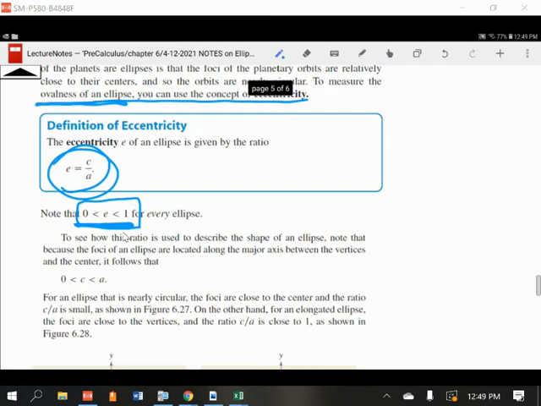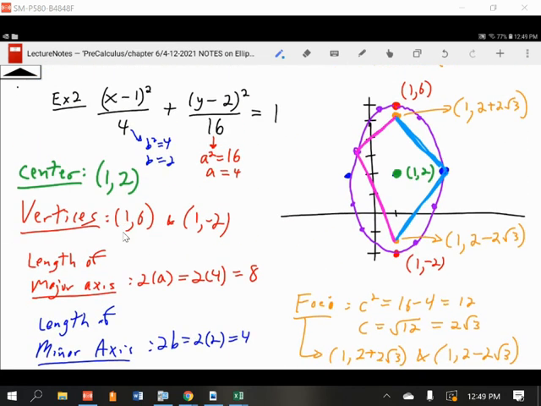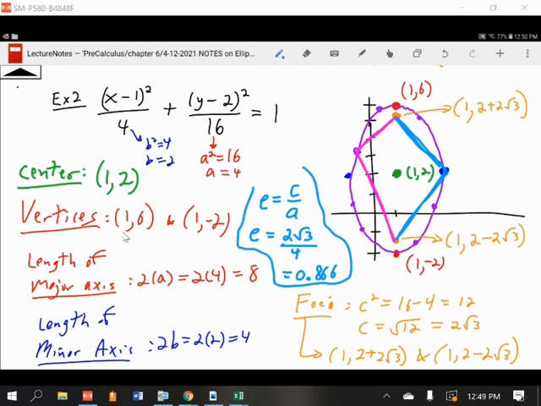So I'm kind of rushing through this, but oh well. It's C divided by A. How do you get eccentricity? You do C divided by A. So it's E equals C over A. And for this problem, remember C was 2 radical 3 and A was 4. And what is the square root of 12 divided by 4? Even bigger, 0.866 is the eccentricity on this one.